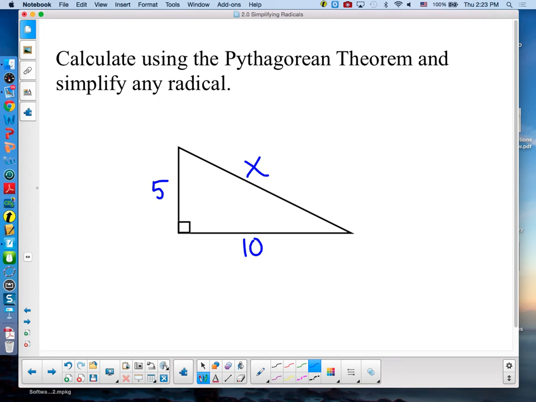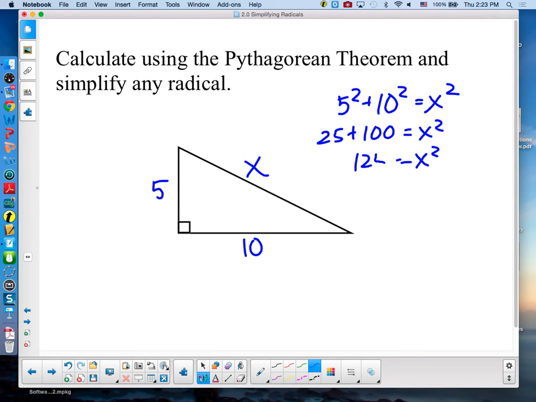You have 125 equals x squared. Is that where you're at? Okay, how do you get just x then? So this was 25, this was 100. If x squared equals 125, to get x, you would be square rooting each side. And I'm ignoring the negative part because I don't want a negative for my x value. So to get x, I have to simplify the square root of 125.